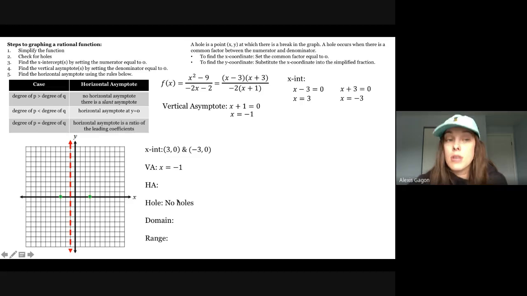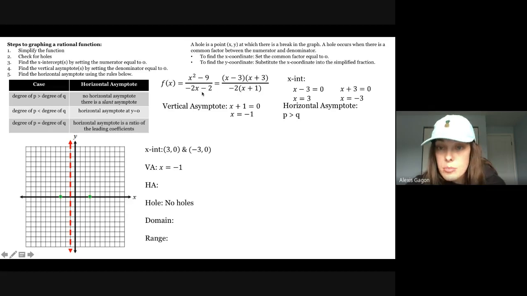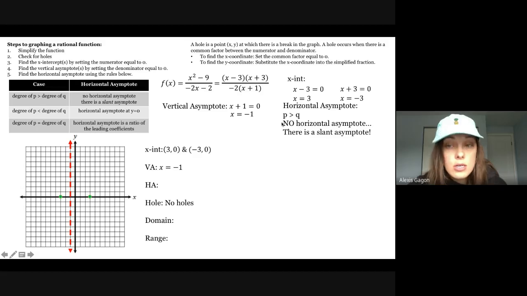And then horizontal asymptote, that's where we have to look at degrees. And I'm going to look back right here since this is like factored and nothing canceled. So if we look here, it's a second degree on top and it's a first degree on bottom. So that means that P is greater than Q, which means there is no horizontal asymptote, but there is a slant asymptote.